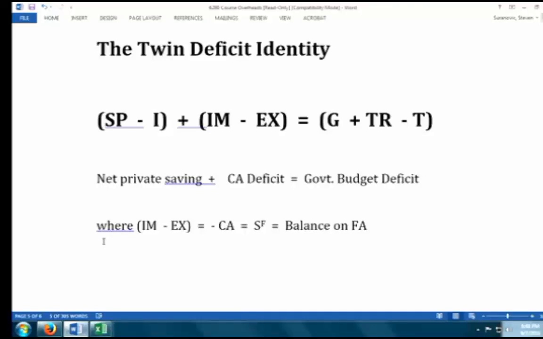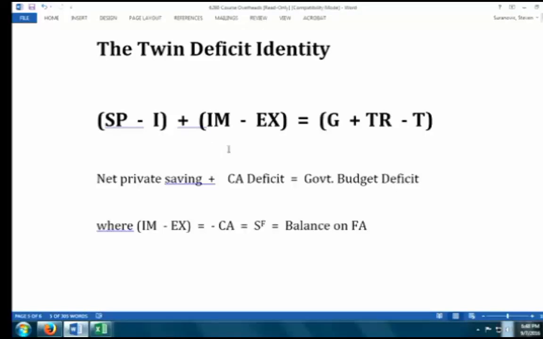Oh, I forgot to put the little subscript there. SP, private saving. Private saving is the sum of household savings and business savings. Minus I. I is the investment term that comes in the national income identity. C plus I plus G, the I, same I, right there. Investment. Private savings minus investment plus imports minus exports. Imports minus exports is the negative of the current account.